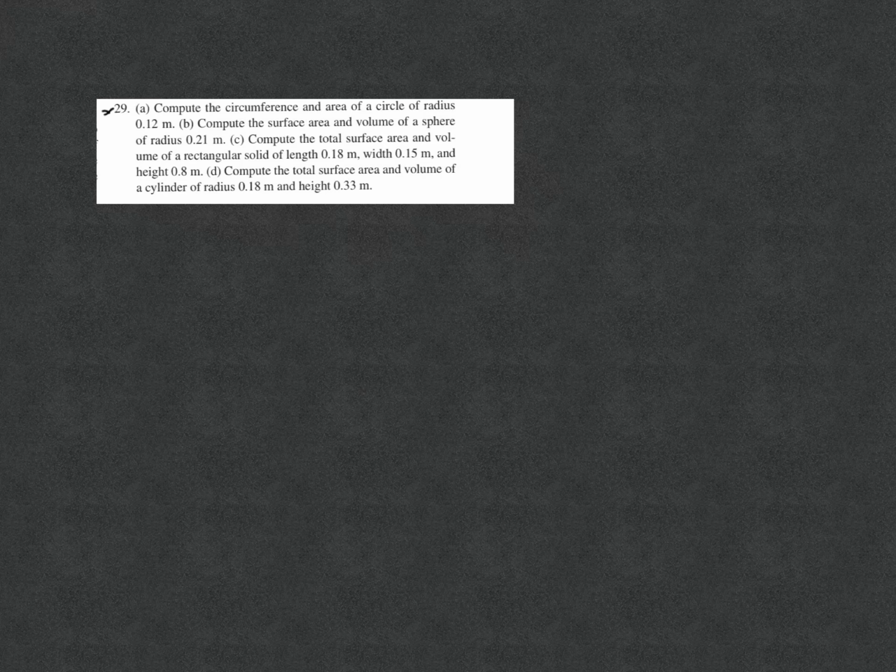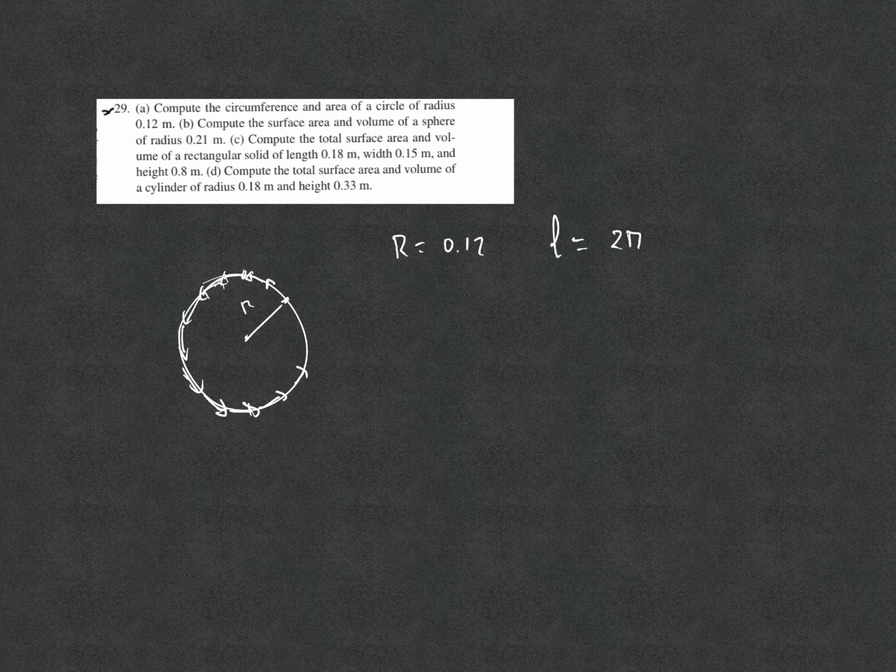Compute the circumference and the area of a circle of radius R. So this is a circle of radius R. The circumference means the length. If you walk along the circumference, what is the length? If the radius is 0.12 meters, the length of the circumference is 2 pi times r.